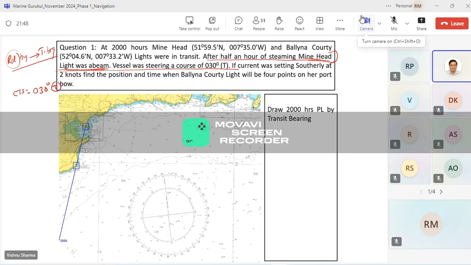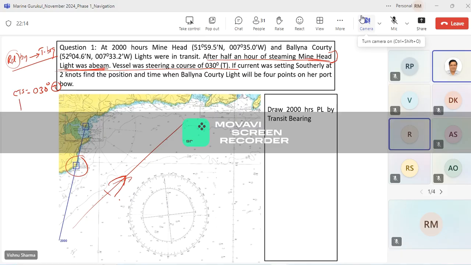Now, tell me, guys, if the ship is steering 030 like this from somewhere, will the Minehead be on the port beam of the ship or the starboard beam of the ship? Tell me. Now he's not told you port or starboard. You'll have to look at the chart. Port beam. You can see if the ship is steering 030, it will be on port beam.